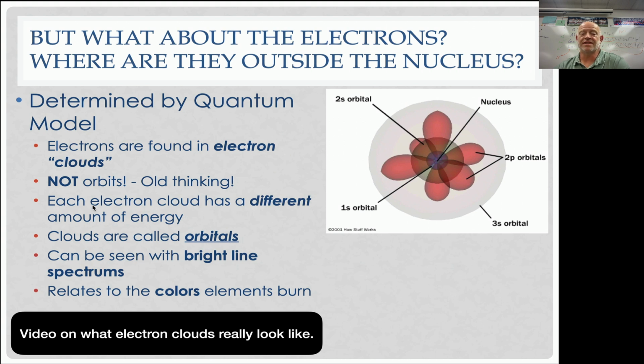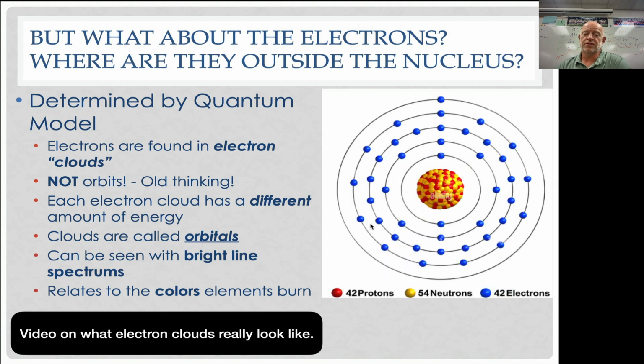Now, we can see these energy levels by doing something called a bright line spectrum. We can actually see these energy levels by putting them through a prism, basically, and seeing how the lights go, okay? And we can also see this with the naked eye by burning chemicals. So if we were to burn different chemicals, what we're able to see is that they actually burn different colors. So when they burn different colors, that's because the electrons are at different energy levels, okay?